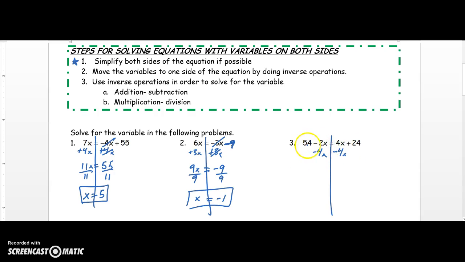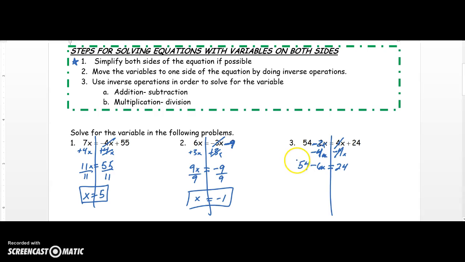So you get 54 since we have not touched that. So it's negative 2x minus 4x. You get negative 6x equals, cancels, 24. Alright, now what you're going to get is 54 minus 6x equals 24. Is the x by itself yet? No. So that means we cannot divide or multiply at all. So we have to get rid of the 54. So what we're going to do is move our 54 to the other side.